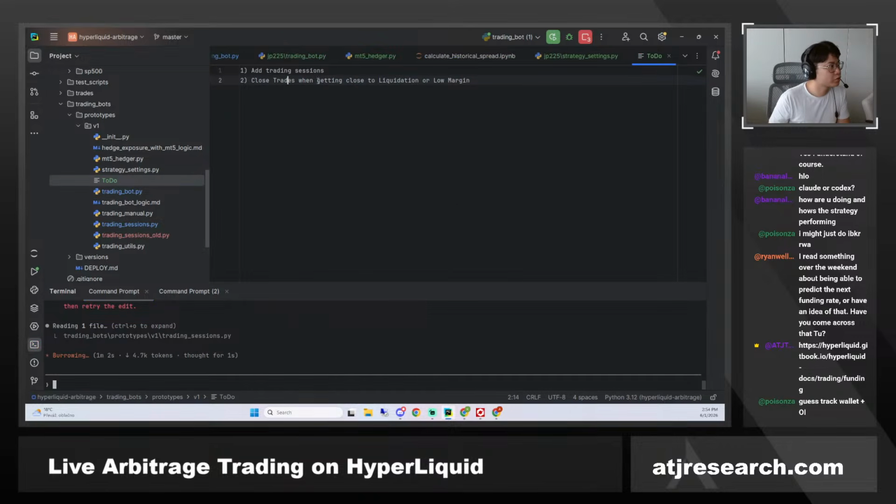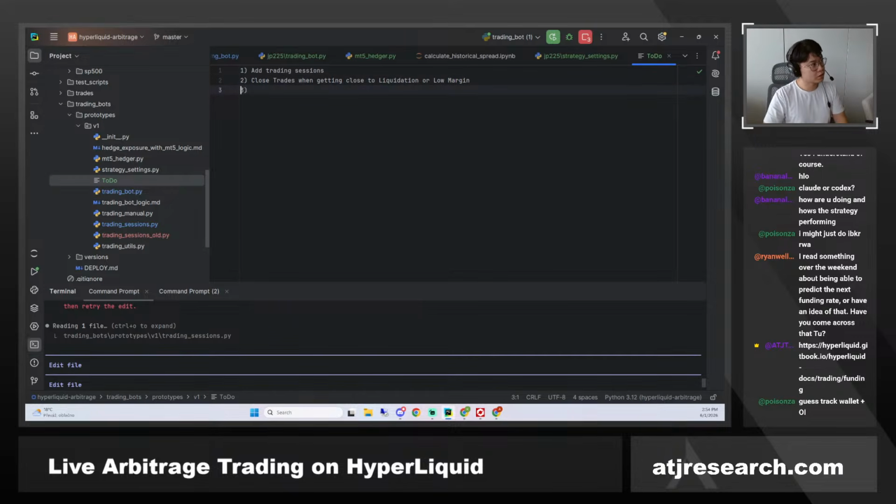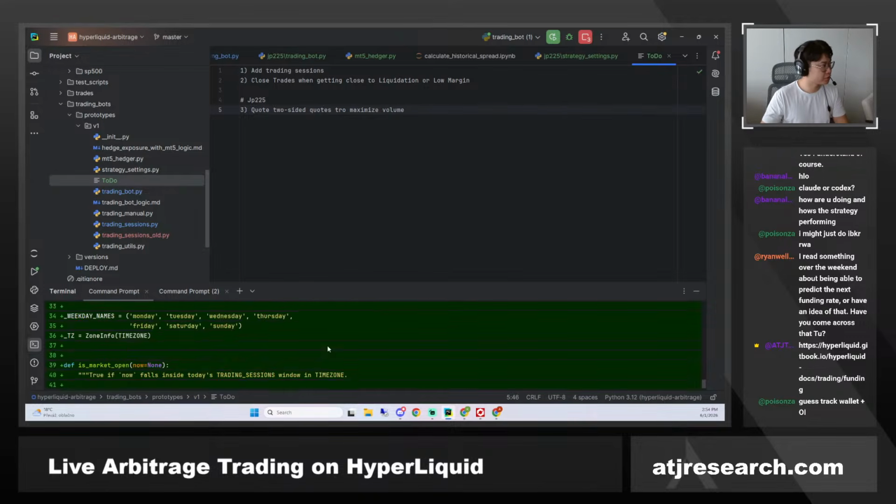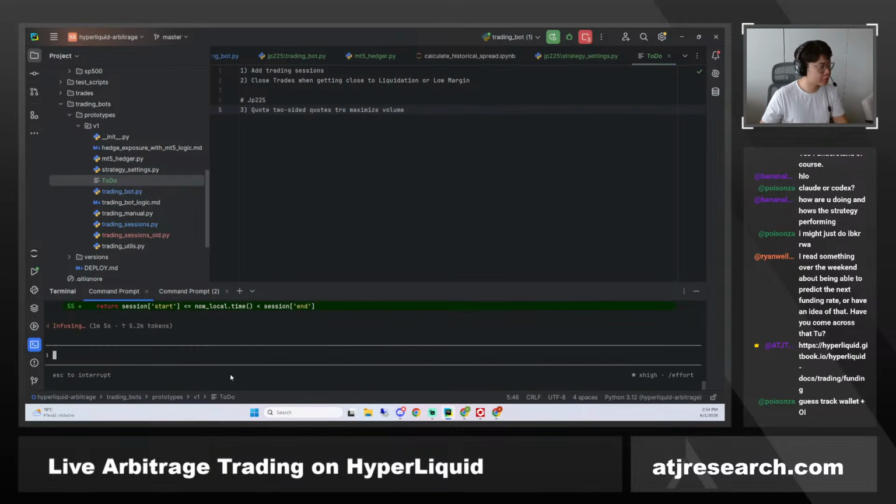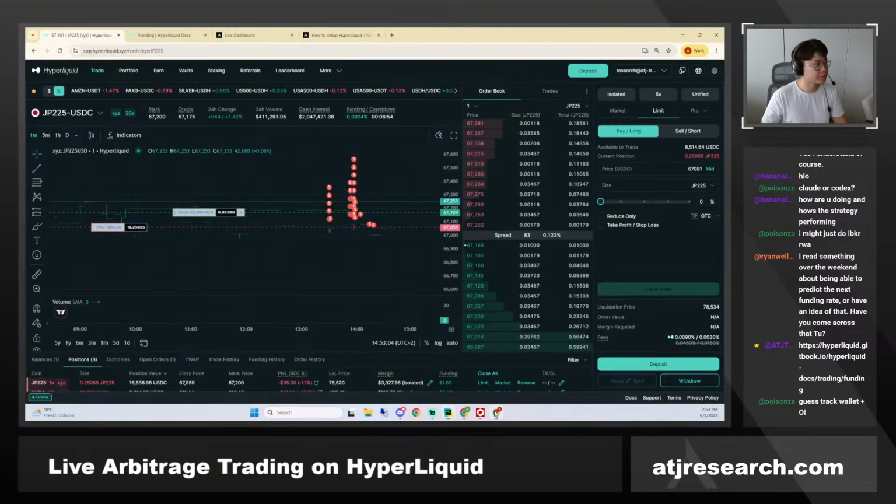So we need to also close trades when getting close to liquidation or low margin. And then what else? This is for JP225 specific. Quote two-sided quotes to maximize volume. So we just want to trade faster. So we can sell, sell, sell, sell, but while selling, we can also buy and keep repeating that process.